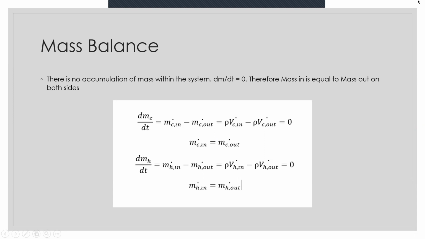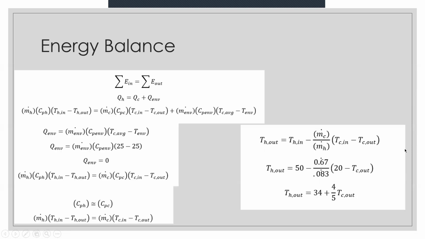Since we were given a volumetric flow rate, how we get the mass flow rate is multiplying it by the density. One thing to note, I use the same density for the cold and hot side as they're practically equivalent given the temperatures. There's not much difference between 50 and 20 degrees starting temperatures. So they're roughly equivalent. Here we get into the energy balance.